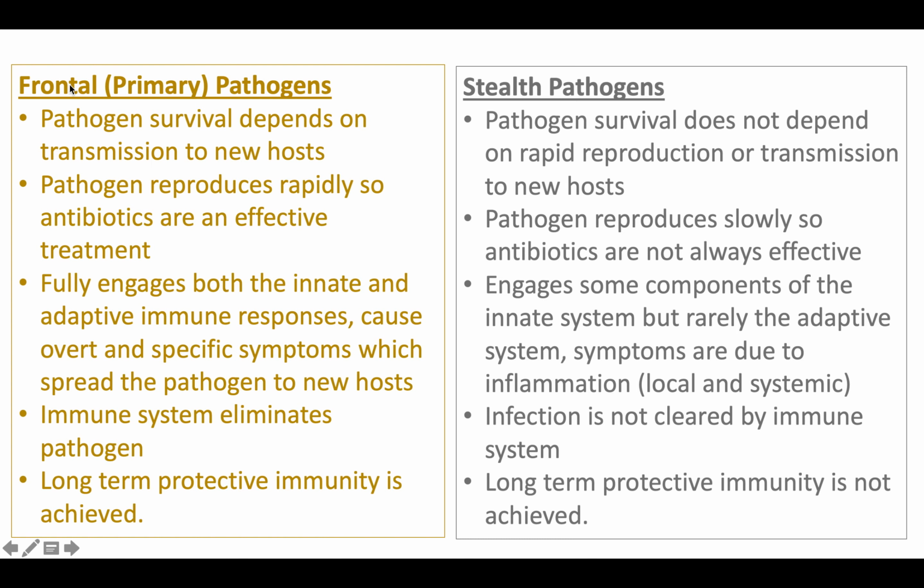So if you can look over those and know these characteristics, the contrast and comparison between the two, you'll be set for the exam. I'm going to probably ask. I'll have several characteristics and have you tell me whether they are frontal or stealth pathogens.